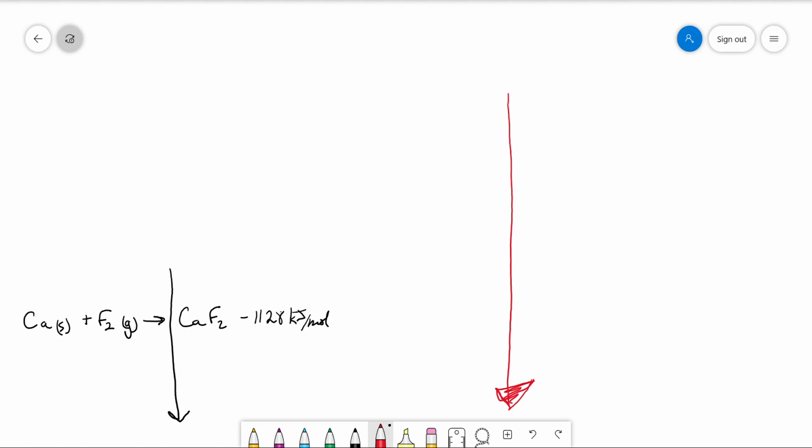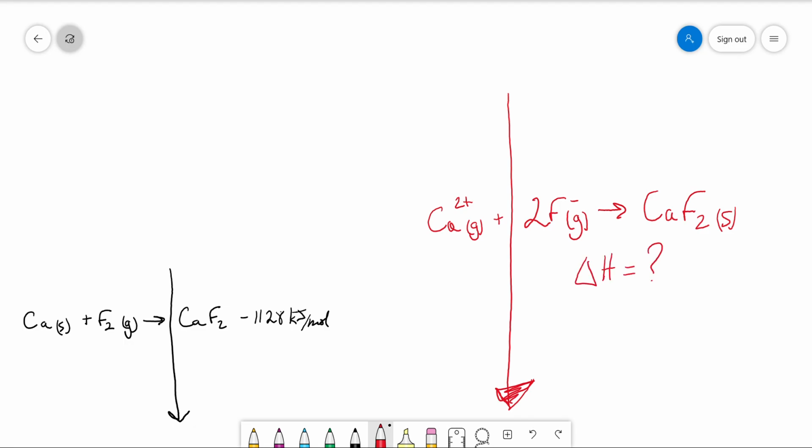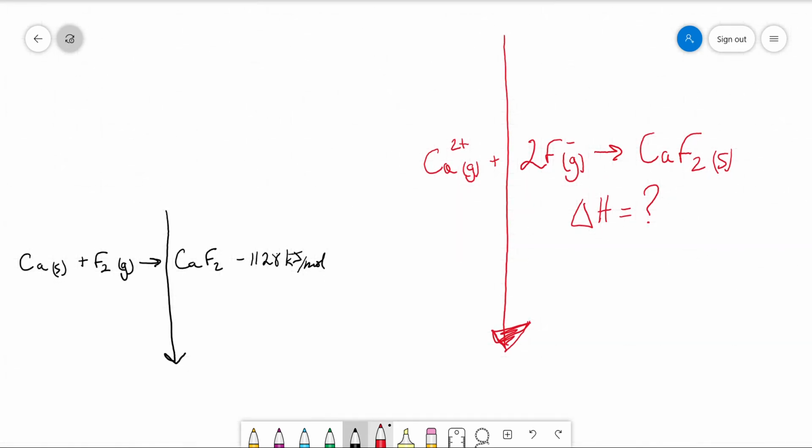Anyway, the lattice energy for this, remember we have gaseous ions forming a solid ionic compound. So we have calcium 2+ gas plus 2F- gas, giving us calcium fluoride, CaF2 solid. Okay, and the energy for this, the delta H, really is what we're trying to find. And notice these both stop at the same place as long as I draw everything like that.